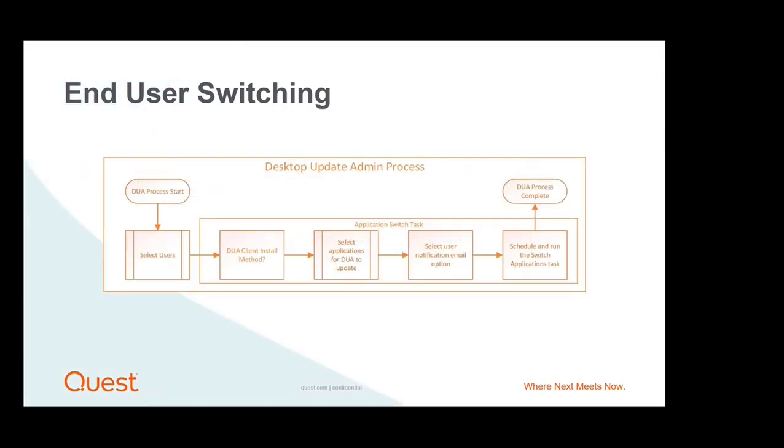This is the admin process. This is the piece that you do from the back end. You select the users you want it to do. You create an application switch task, tell it how you've delivered the application to it, what applications you're going to update, where you want to place that email. So you can place it in the source or target mailbox. So if you've already migrated the users and processed Outlook but haven't done anything else, this is a way to let them know that this needs to happen again. And then you schedule and run that task, and that process is complete.